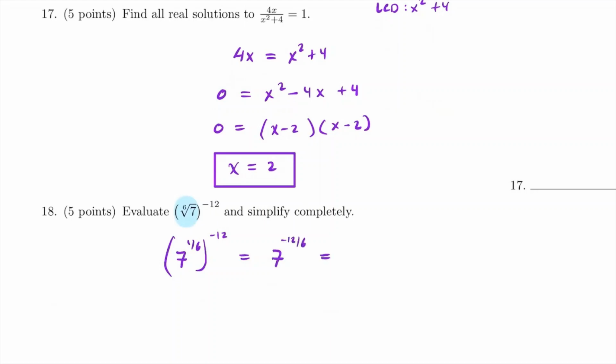Negative 12 over 6, that's negative 2. We have 7 to the negative 2. And that can be written as 1 over 7 squared by laws of exponents. And then 7 squared, we know that evaluates to 49. So this expression simplifies to 1 over 49.